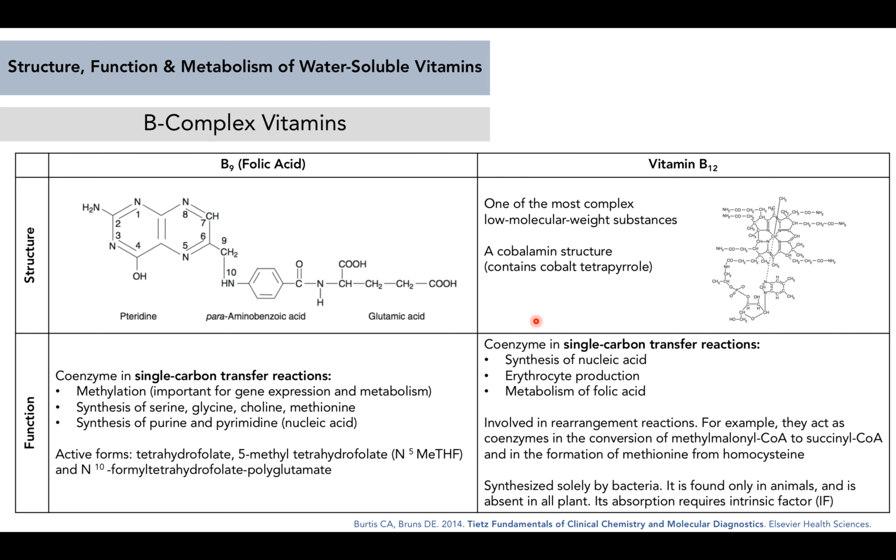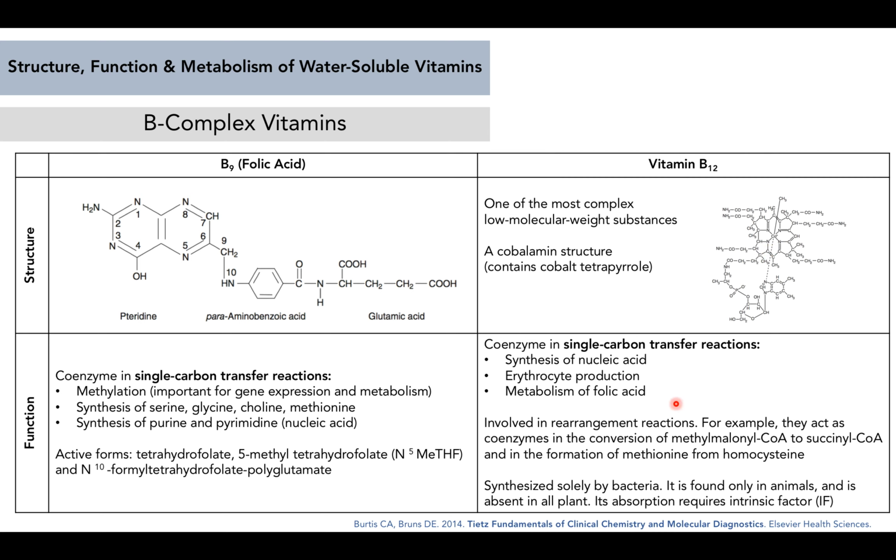Now, B12 has very similar function, and here we have B12 or cobalamin. Sorry, I forgot to put the other name here. B12 is also called cobalamin. Cobalamin is one of the most complex low molecular weight substances, and it contains cobalt inside. So cobalt is a type of mineral, and cobalt is ingrained into a vitamin B12 molecule.